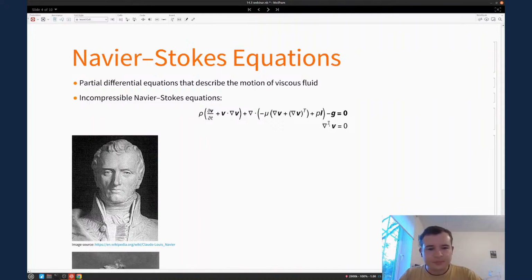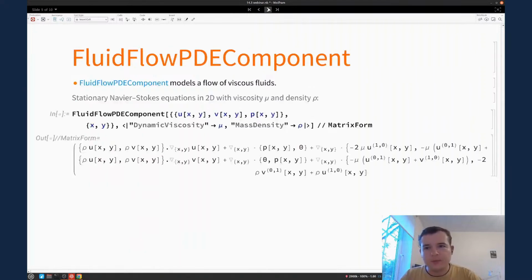The g here represents some gravity or any other external force, and it's something that's sometimes neglected or omitted. Mu here is the fluid viscosity, and rho is the fluid density. As you can see, those equations are quite complicated, so writing them on your own would be quite difficult and annoying. So that's why in the Wolfram language we have the FluidFlowPDEComponent, which models a flow of a viscous fluid.